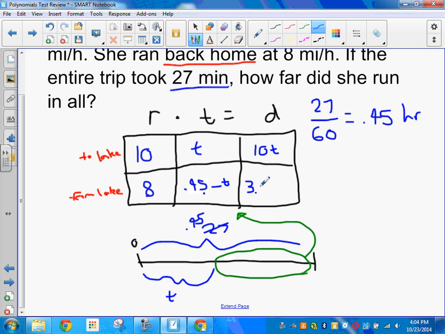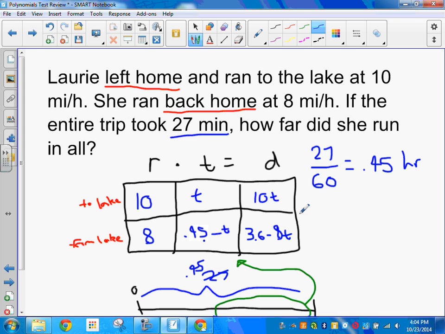And then you have to remember something important here. I have to distribute this 8. And so this is 8 times negative t, or negative 8t. And boom, we're done with the table. That's great. But we're not done yet. And you know this. We have to somehow look back at the original problem, now decide for ourselves, how do I use the table to answer the question?